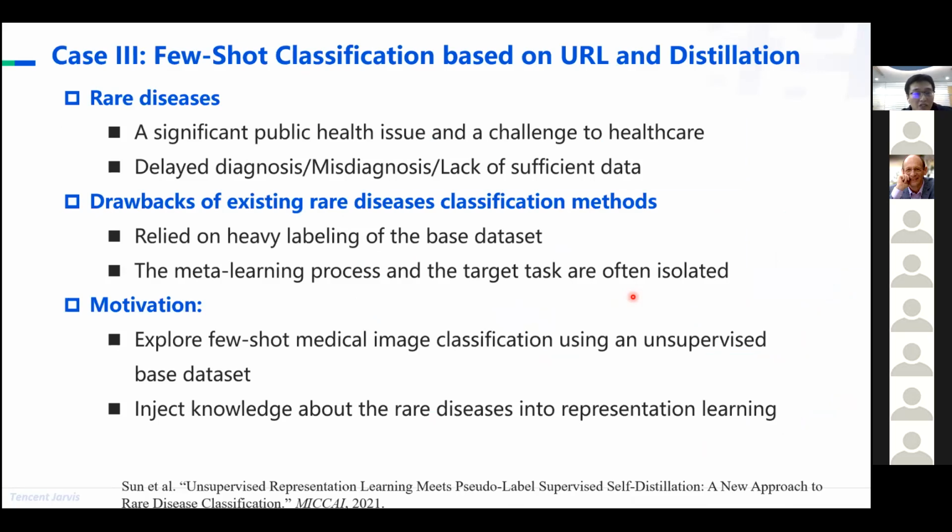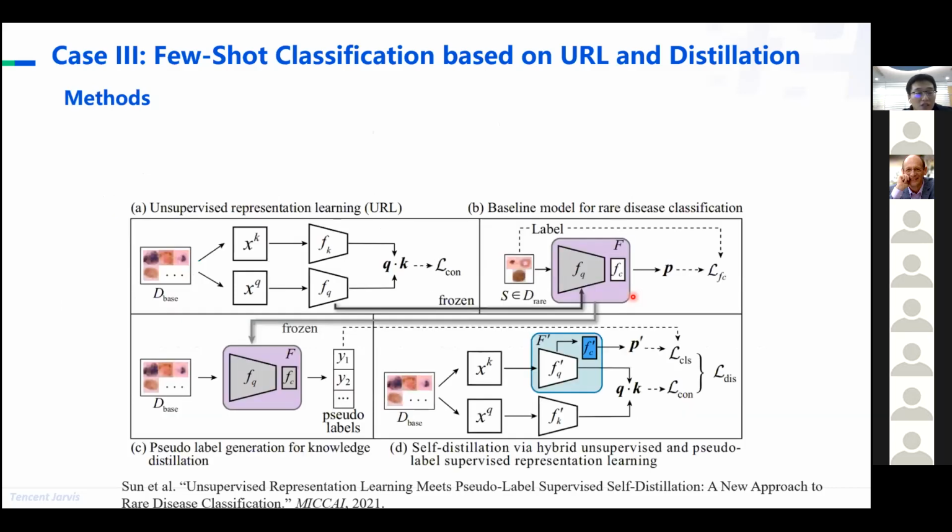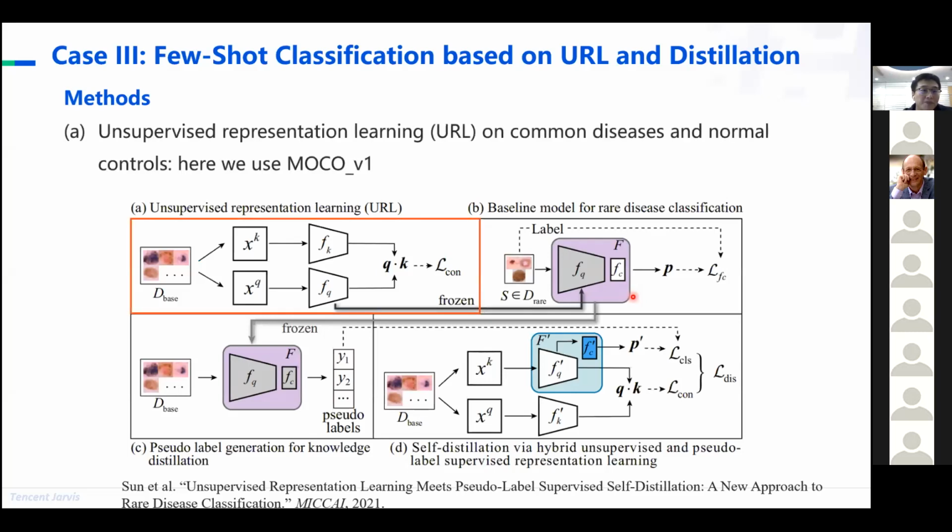So there are some existing works on rare disease classification. However, they all relied on heavy labeling of the base data sets, and the meta-learning process and the target task are often isolated. Therefore, we propose to explore few-shot medical image set classification using our unsupervised base data set. At the same time, we propose to inject knowledge about the rare diseases into representation learning. So this is the framework of our proposed method. We look into each step one by one.